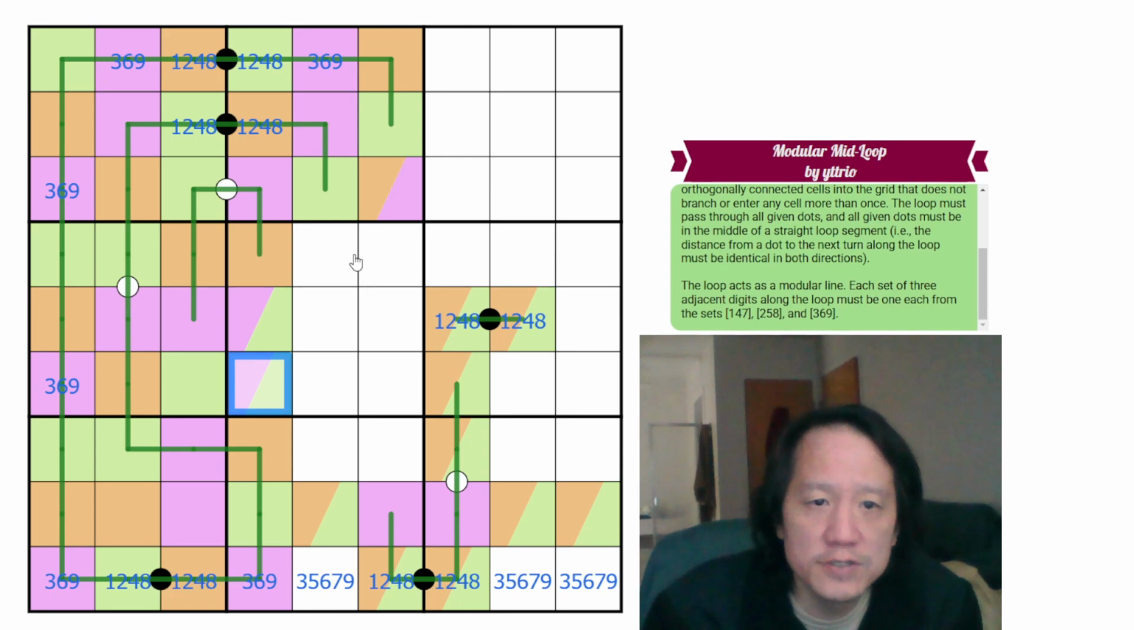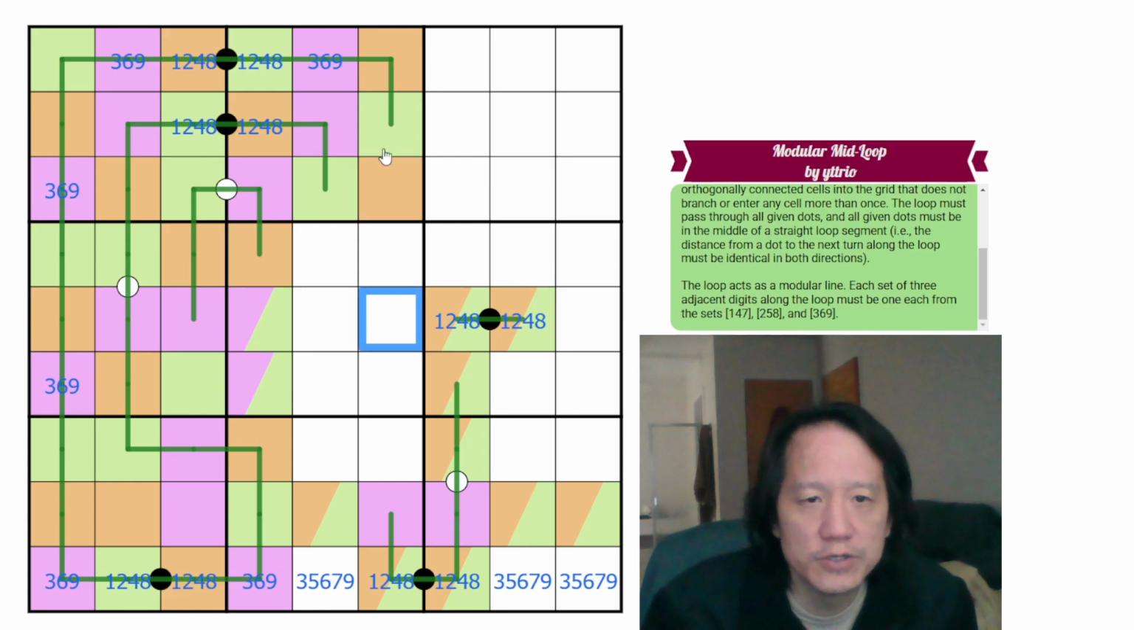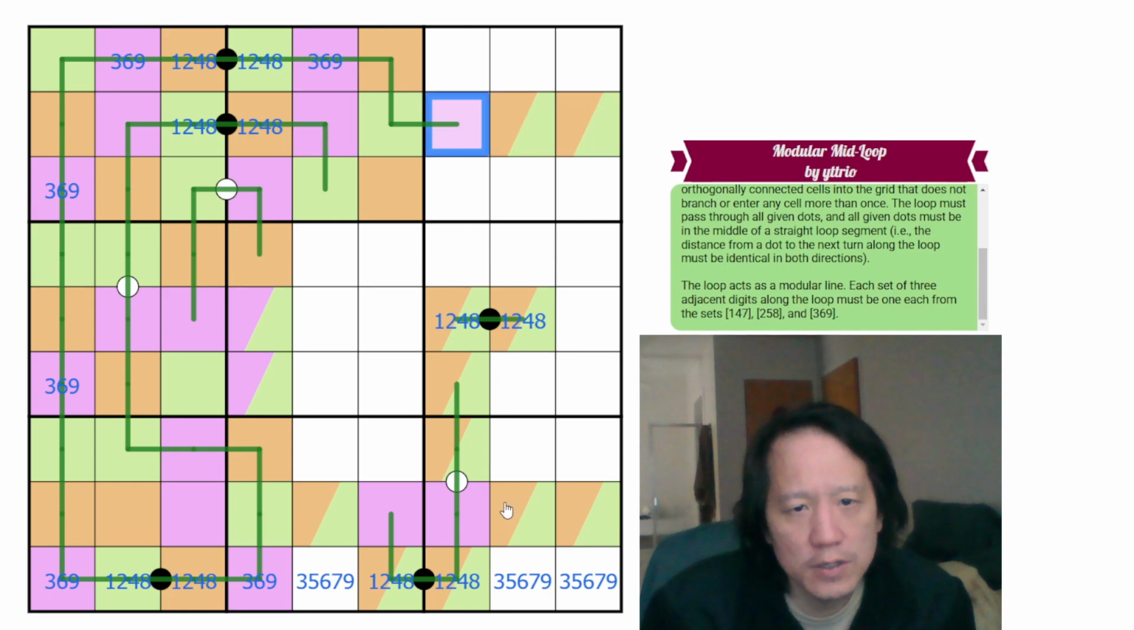So therefore this can't be pink. This has to be the orange. So it cannot go this way. Then it has to go this way. And therefore this is pink. So we have now a green and orange here. This is pink.